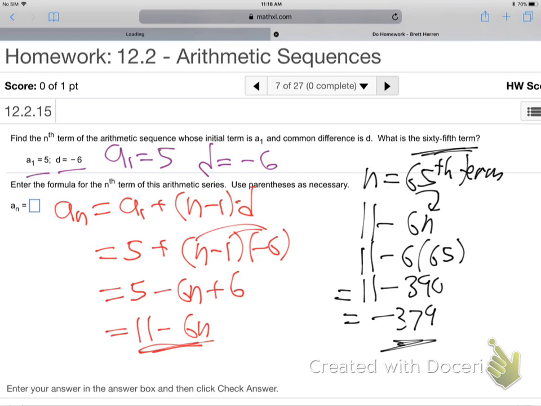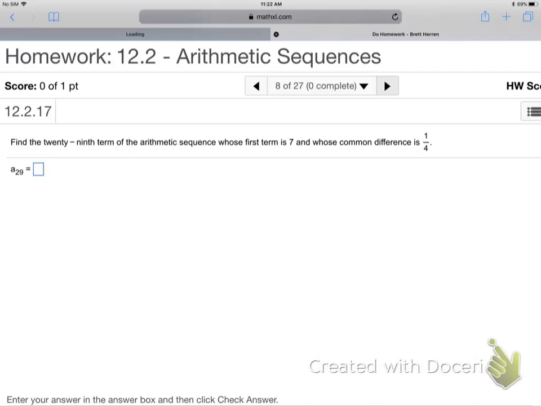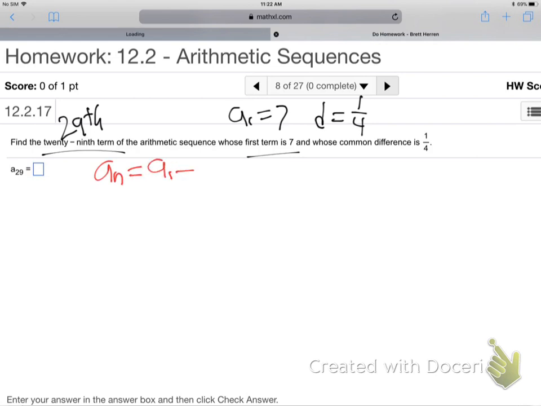Questions I can answer? Maybe do one more before I give you the reasons. So, find the 29th term. The first term is 7, so A1 is 7. The difference from term to term is 1/4. It's going up, positive, so it's going up by 1/4 every term. So go ahead and find the formula first and then plug in 29. So the formula again, A sub n is A1 plus n minus 1 times D.